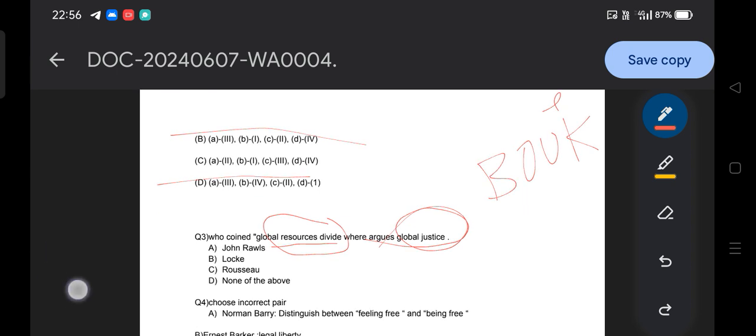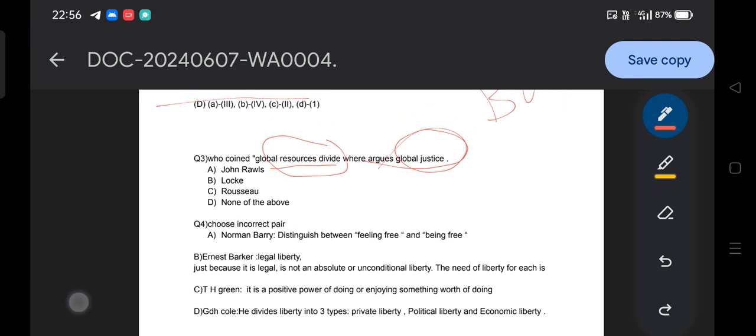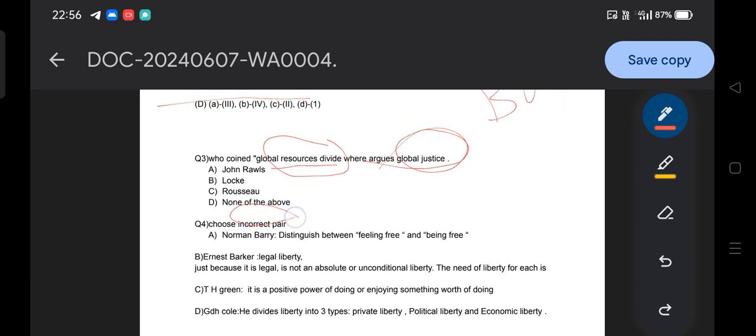Very nice question. Then moving to the next question: choose the incorrect pair. Option A, Norman Barry, distinguishes between feeling free and being free. Option B, Ernest Barker, legal liberty is not an absolute or unconditional liberty, and the need of liberty for each. Then T.H. Green, it is a positive power of doing or enjoying something worth doing.